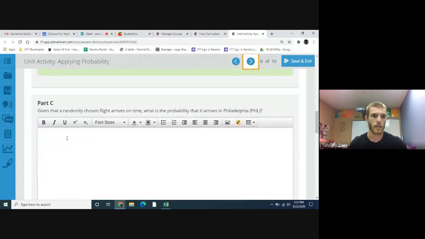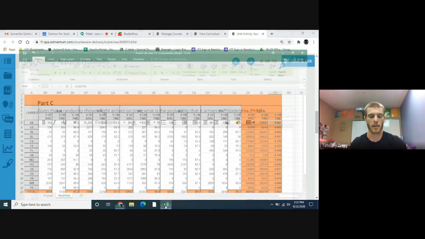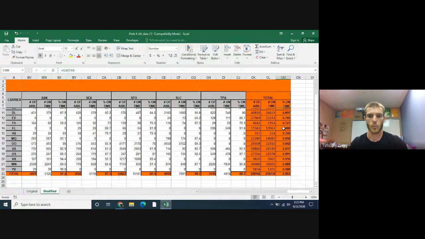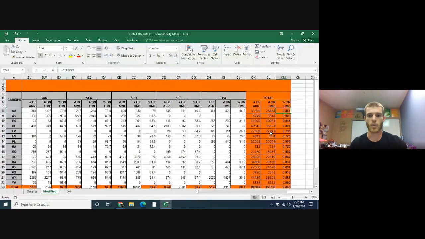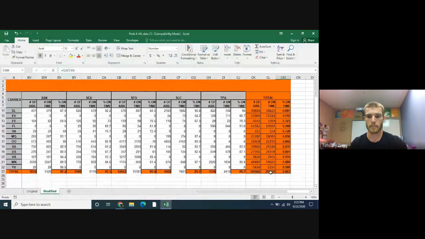Part C. Given that a randomly chosen flight arrives on time, what is the probability that it arrives in Philadelphia? So given that it arrives on time, what's the probability it arrives in Philadelphia? Well, how many total flights arrived on time? That's this number. So I'm going to write that down. 259,739. So these are the total number of flights that arrive on time.